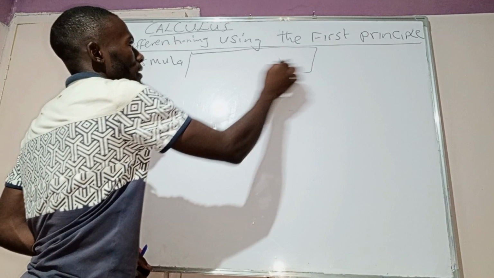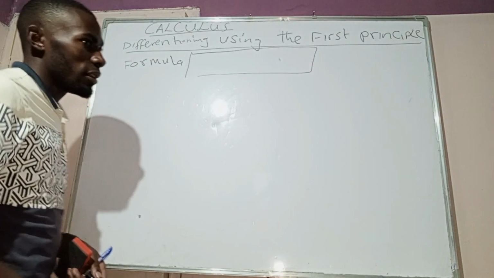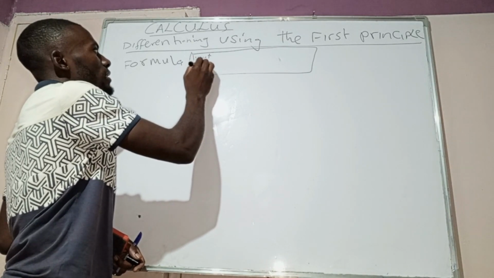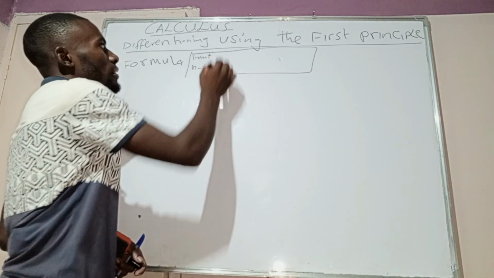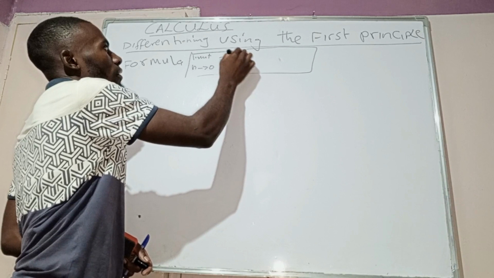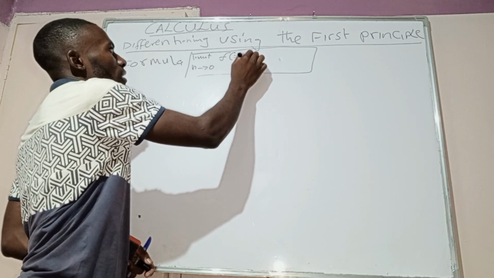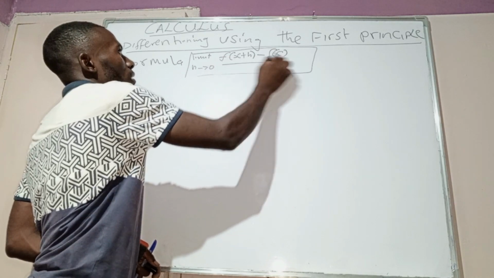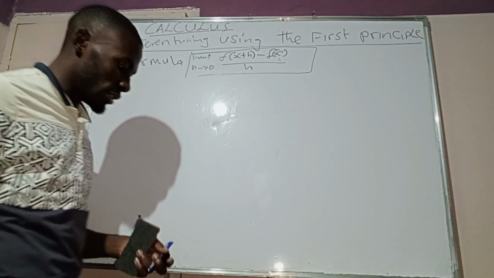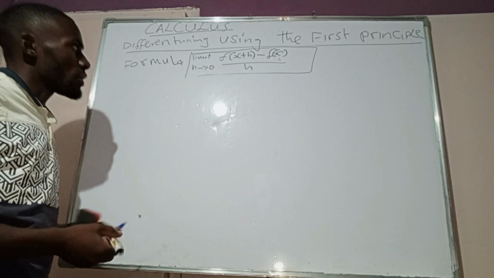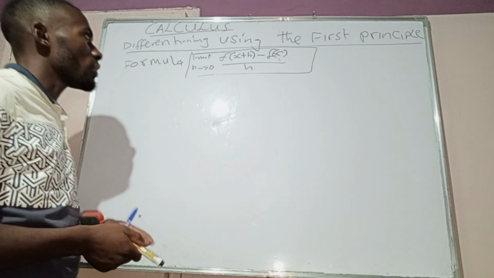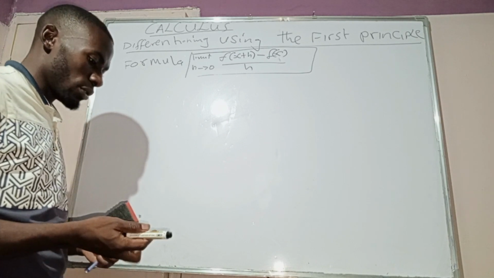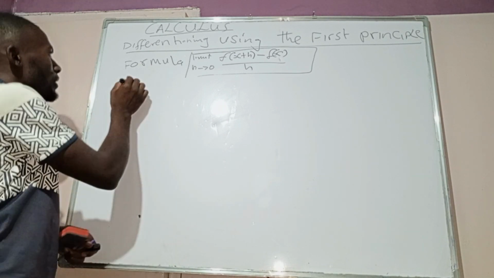So what is the formula? The formula is the limit as h approaches 0 of f of x plus h minus f of x, over h. This is the formula that we are going to be using when we are differentiating using the first principle. So let's look at the first example here.